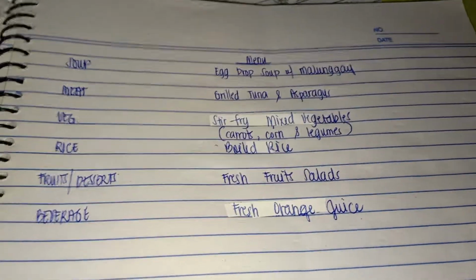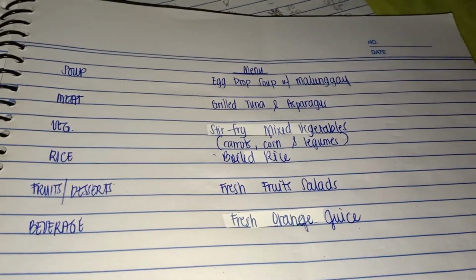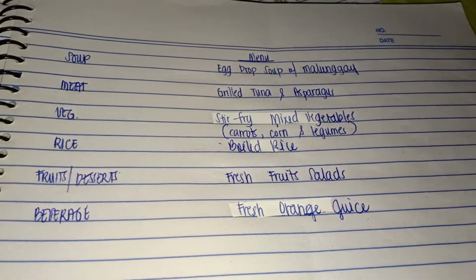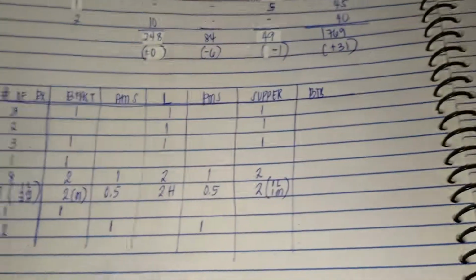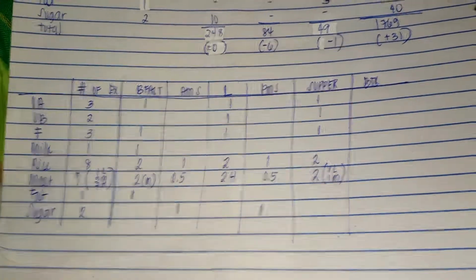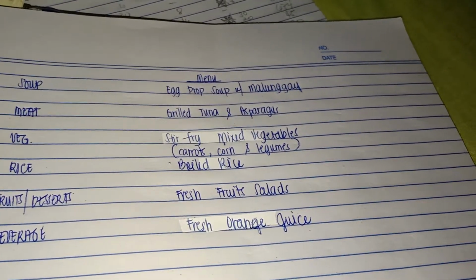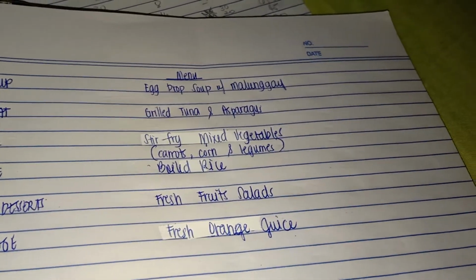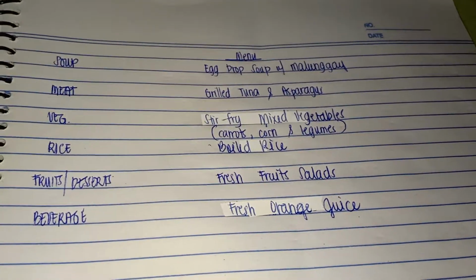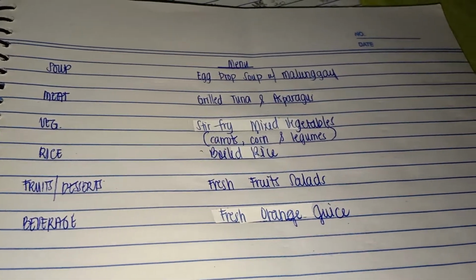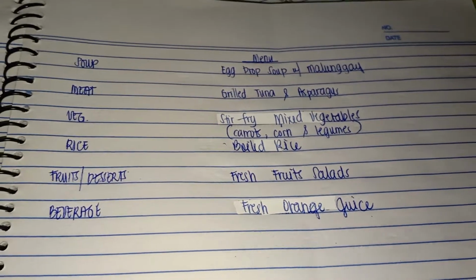purpose or your agenda. Next, for rice, I just used the regular boiled rice. Fruits and dessert, just used fresh fruit salad kasi nga wala rin tayong inallocate na sugar sa ating lunch. So, fresh fruit salad lang siya, meaning it can either consist of your apple, mango, papaya, or pineapple or whatever. And then for your beverage, it's a fresh orange juice or you can also use lime juice or calamansi juice.